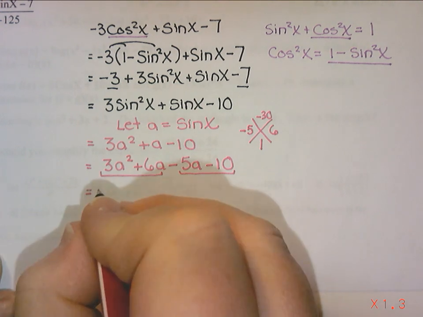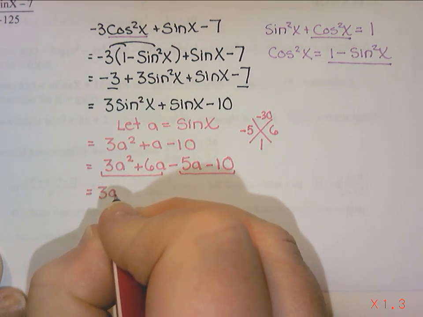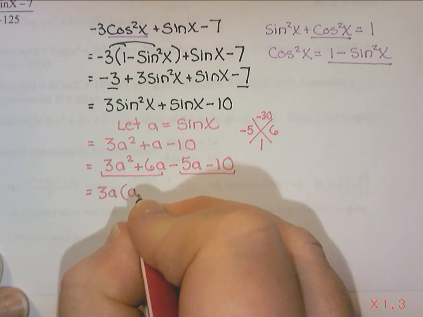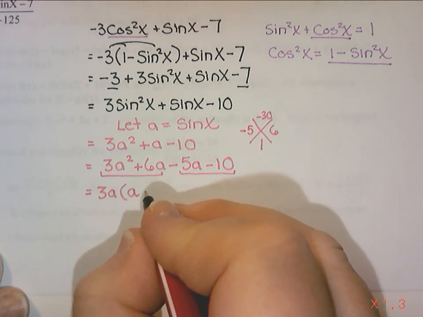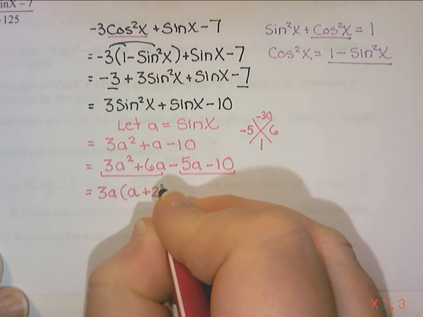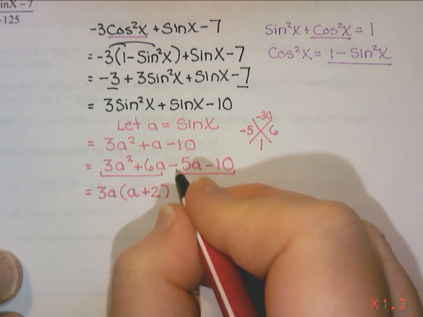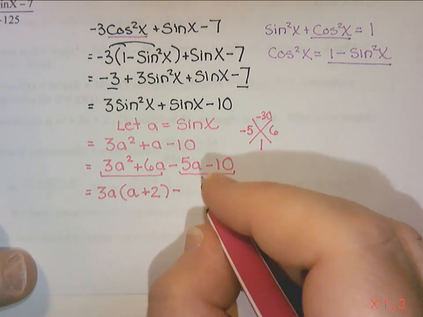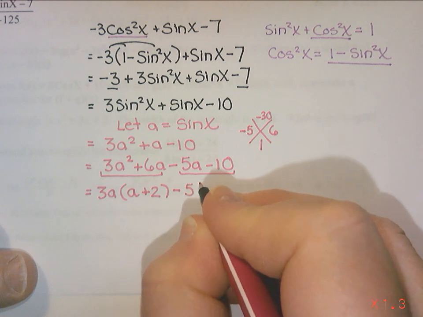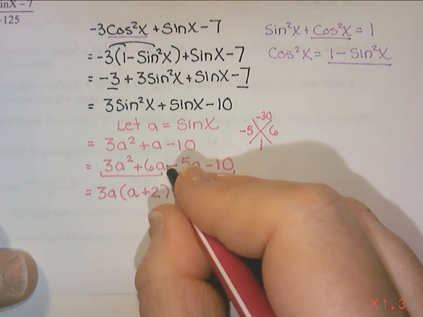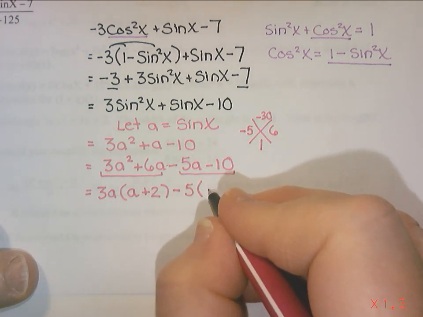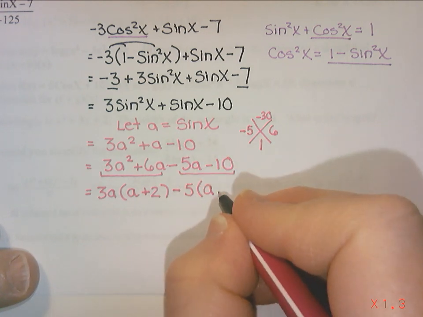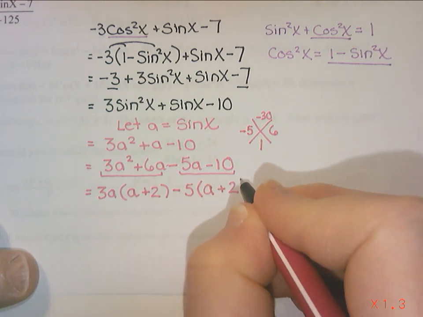First pair, both divide by 3, both have an a. 3a squared divided by 3a is just 1a. And then 6a divided by 3a is 2. I always take the sign that is in between the pairs. 5a and 10 both divide by 5. So negative 5a divided by negative 5 is positive a. Negative 10 divided by negative 5 is positive 2.